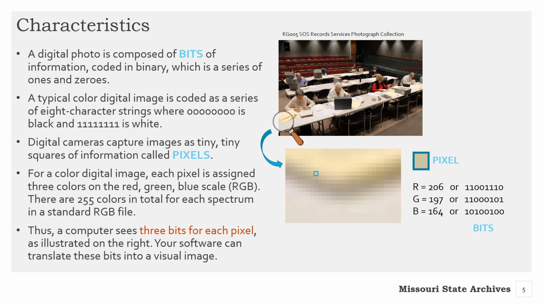For a color image, each pixel is assigned 30 colors on the red, green, blue scale, RGB. There are 255 colors in total for each spectrum in a standard RGB file. Thus, a computer sees 3 bits for each pixel, as illustrated on the right. Your software can translate these bits into a visual image.